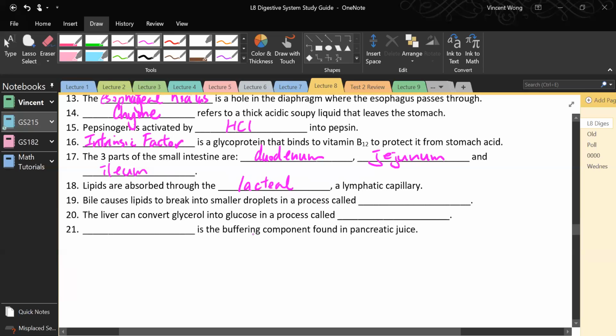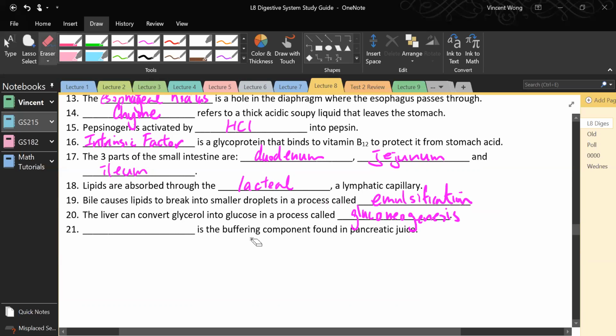Number 19, bile causes lipids to break down into smaller droplets in the process called emulsification. The liver can convert glycerol into glucose when you're starving, for example, or when you're fasting, in a process called gluconeogenesis. Genesis is to create, right? So neo is new, so new glucose is being created. That's what the name means.